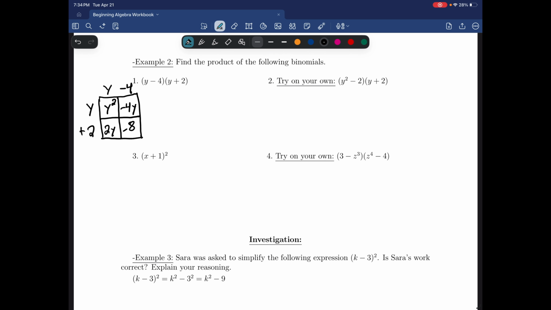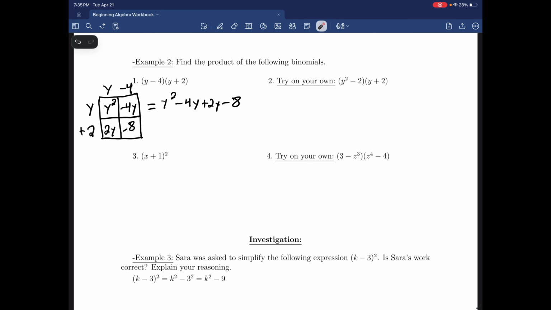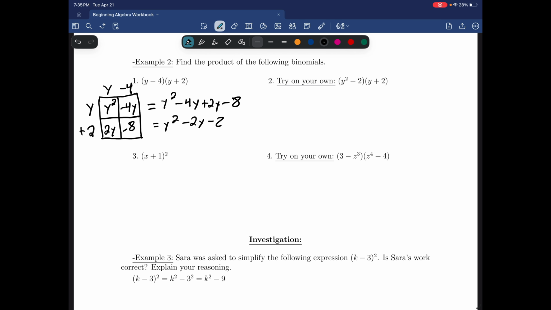And now once we get here, all we simply have to do is write out what's in these boxes. So we have a y squared, a negative 4y, a 2y, and then that negative 8. And now we have to see if we can combine any like terms. And we can combine this negative 4y and this positive 2y. So this becomes y squared minus 2y minus 8. And that's it.